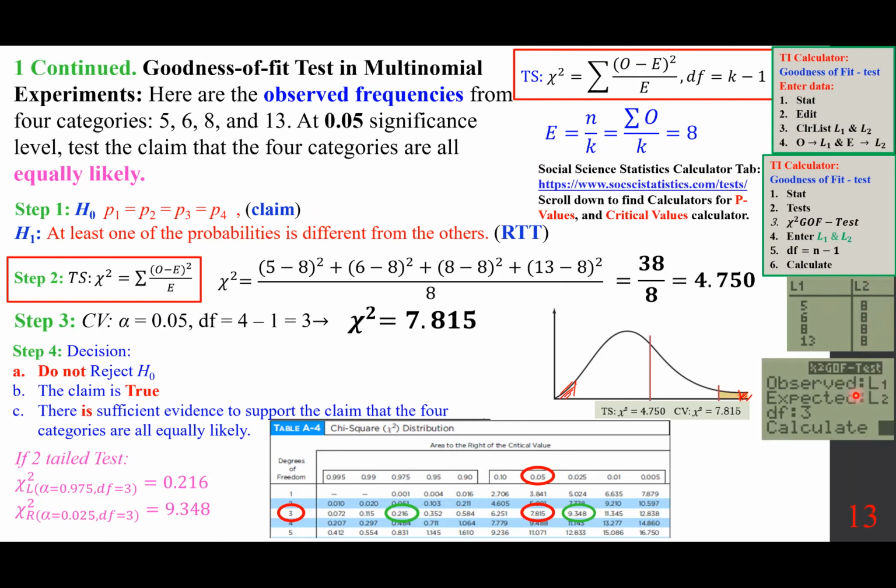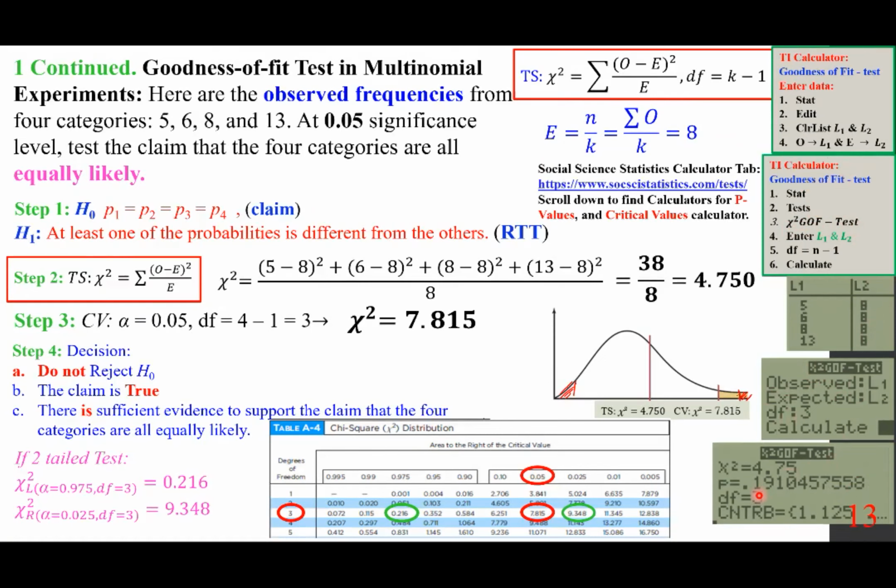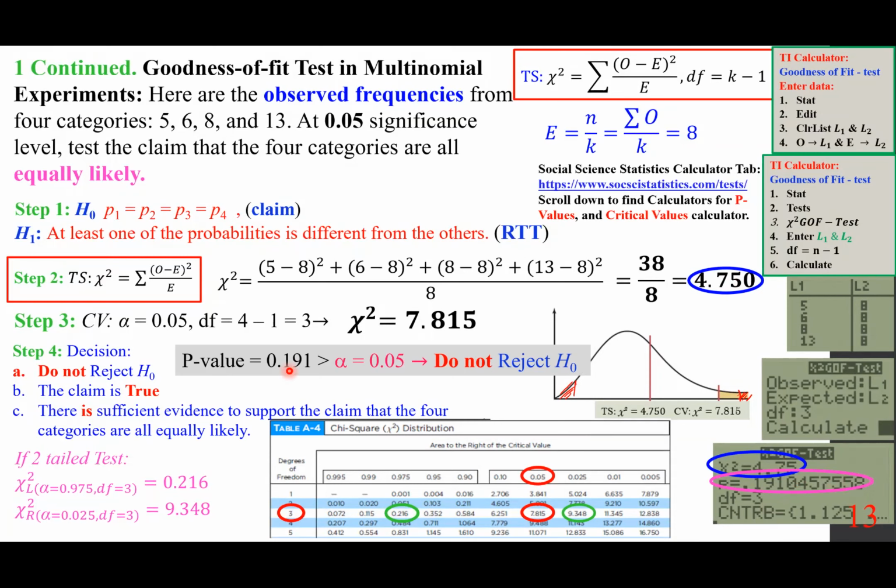And so if you go to stat test chi-squared GOF, goodness of fit, plug in degrees of freedom and calculate. This is what you get, and let's observe what we have. First of all, 4.75 was calculated here, so that's your test statistic. Secondly, here's the p-value, which is 0.191, way larger than alpha of 0.05, and the same decision.